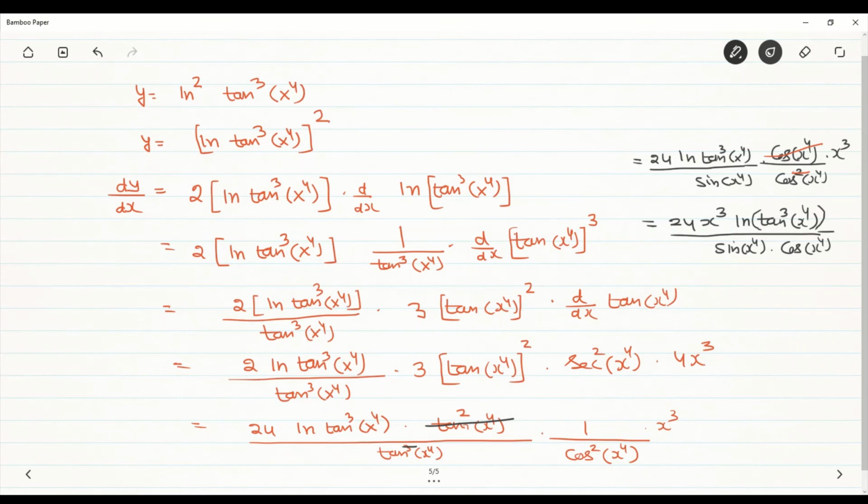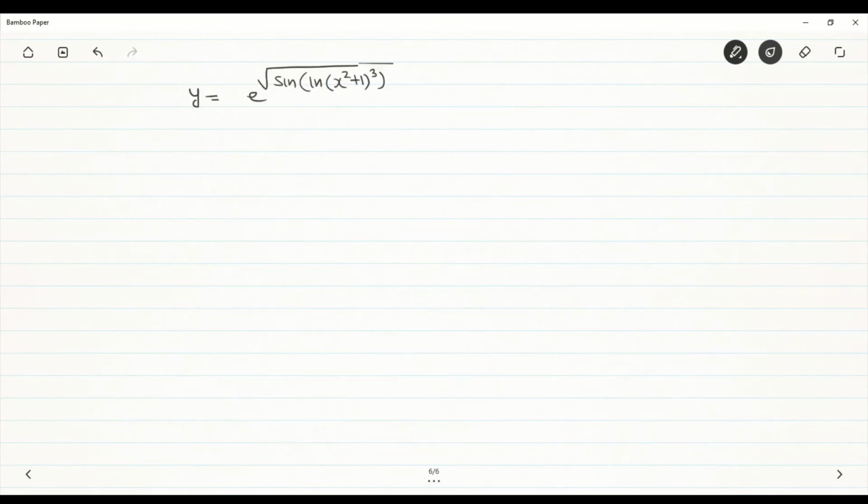So the idea is very simple. There may be multiple layers. You start from the outermost layer, solve that, go to the next inner layer, solve that, and go to the innermost layer and keep differentiating like that. Alright, now let's try to solve one more question using the chain rule.